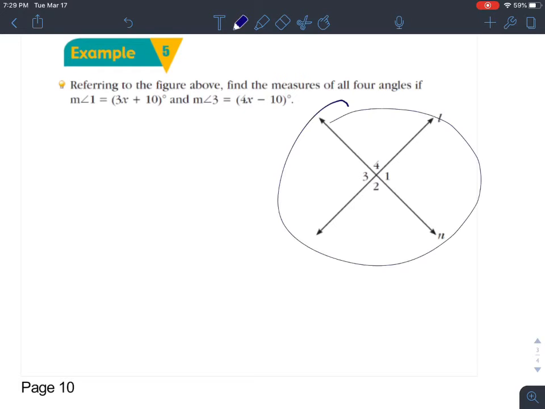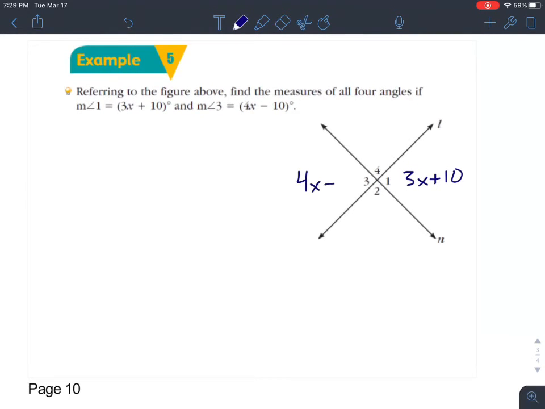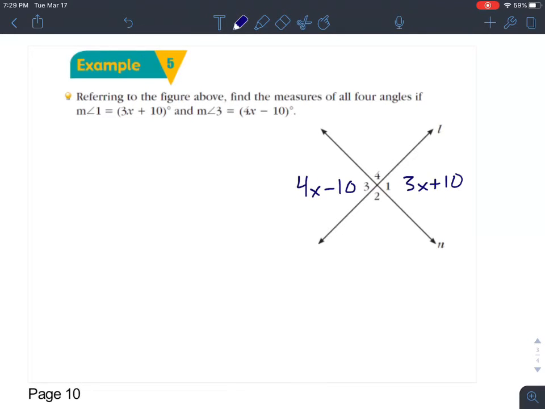Okay, well, it says figure above, but actually we're talking about the picture right here. So we are supposed to find the measure of all four angles if we know that angle 1 is 3x plus 10, and if angle 3 is 4x minus 10. So the first thing we need to know is what is the relationship between these two angles?